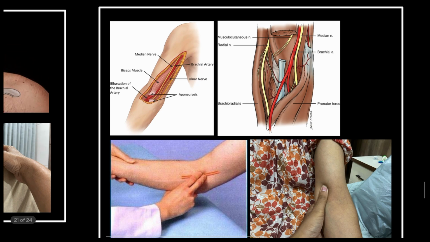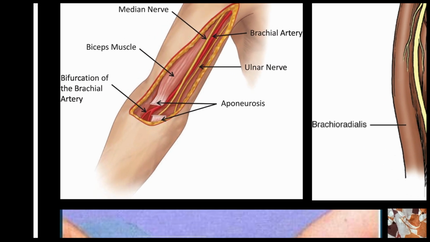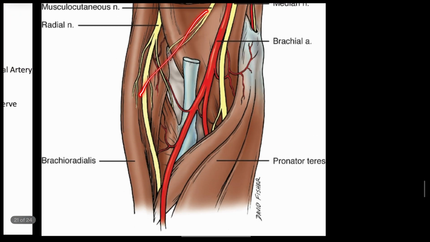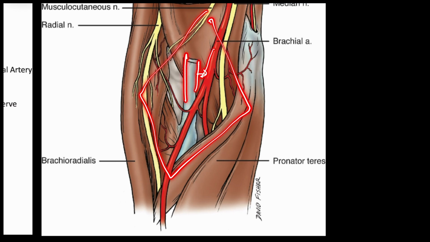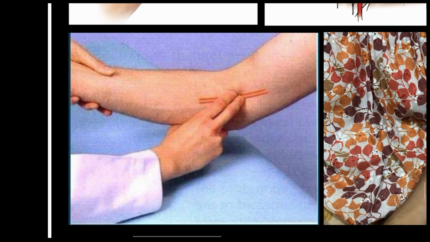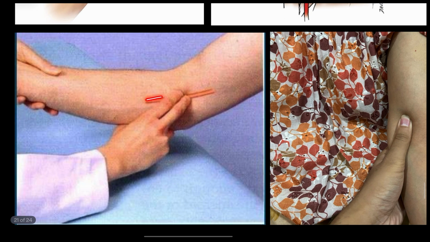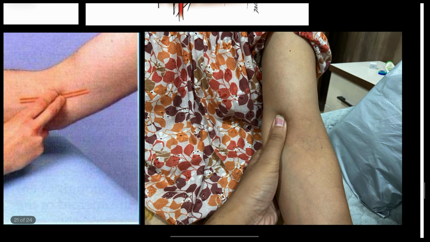Okay, next is the brachial artery. The brachial artery is present in the cubital fossa, medial to the biceps brachii tendon. So here's the cubital fossa, here's the biceps brachii tendon, and medial to the biceps brachii tendon is the brachial artery. You either use your thumb or the index finger and the middle finger to palpate the brachial artery present medial to the biceps brachii tendon.